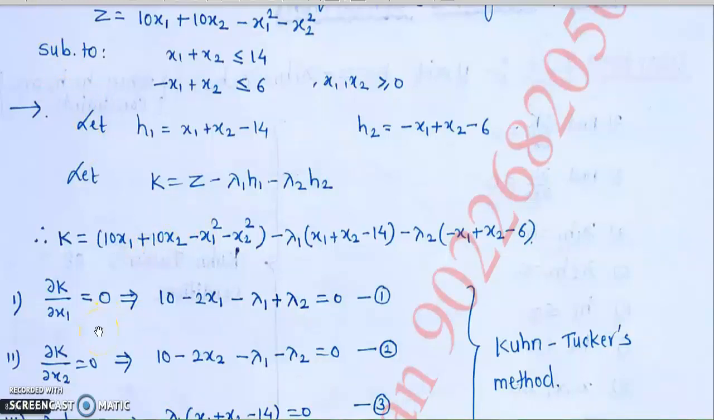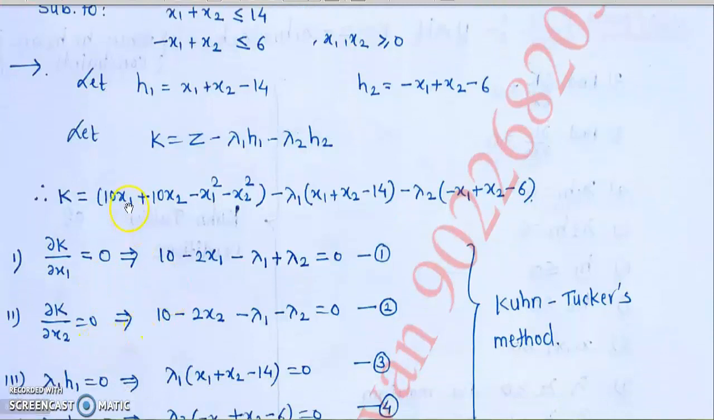Then by differentiating K with respect to x2, we get the derivative of this with respect to x2 is 10, then minus 2x2, and then minus lambda 1 into x2 is minus lambda 1, and minus lambda 2 into x2 is minus lambda 2, equal to 0. All other terms which contain no x2 are constant.